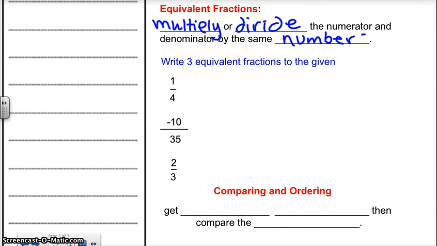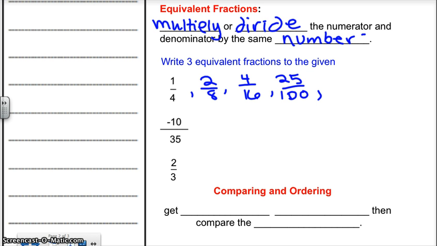What are some equivalent fractions to 1/4? Natasha? 2/8. What did you do to get 2/8? Multiply them both by 2. Sure. Griffin? 4 over 16. Multiplying the numerator and denominator by 4. Jaden? 25 over 100. Nice. Timesing them both by 25.